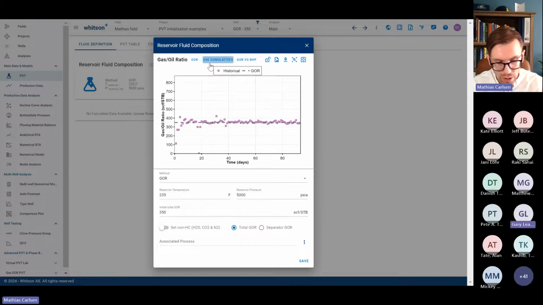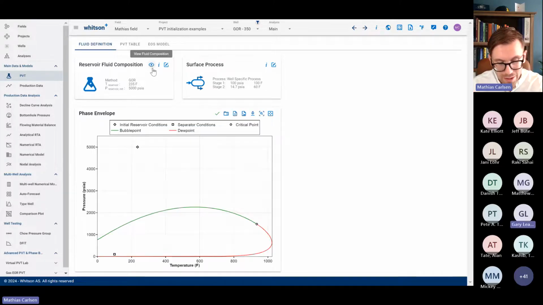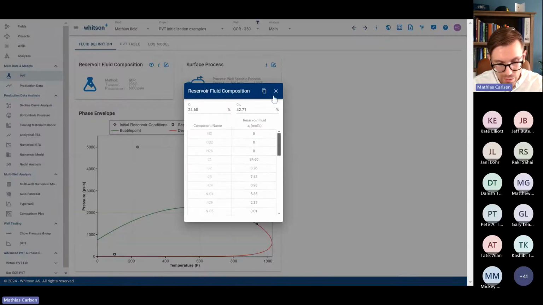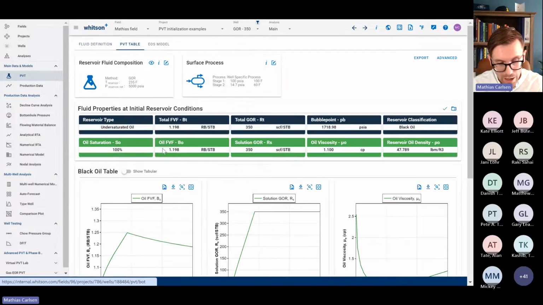You might want to look at this in CubeSpace if you like. In this case, I'll just click save on 350. Makes me feel really good. The software would go in and predict the fluid composition for me, like this. Create the phase envelope that we're looking at again, and the tables.